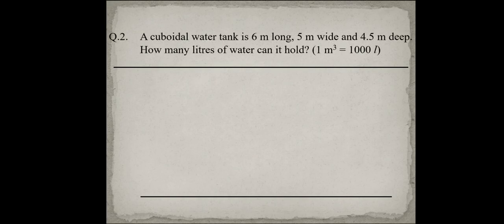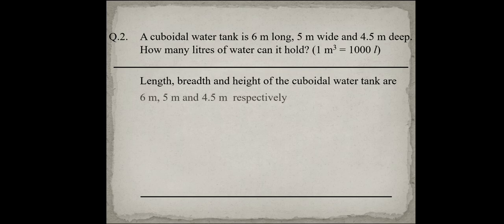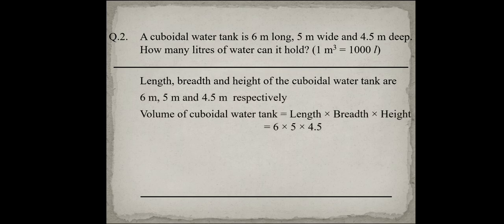Now in the second question, a cuboidal water tank is 6 meter long, 5 meter wide and 4.5 meter deep. How many liters of water can it hold? Now see, this cuboidal water tank is 6 meter long, 5 meter wide and 4.5 meter deep. So the volume of this would be length into breadth into height, that is equal to 6 into 5 into 4.5, that is equal to 135 meter cube.